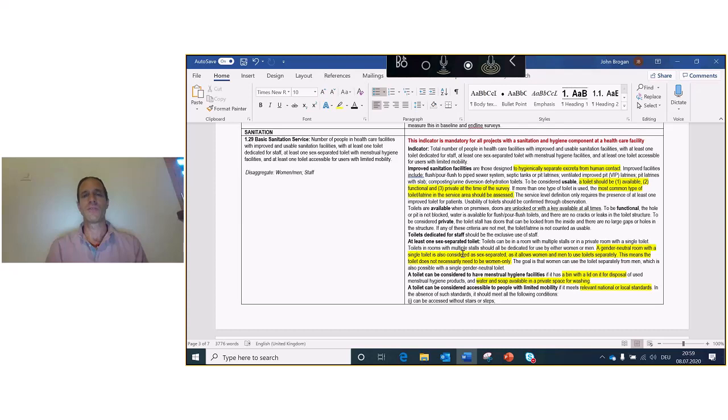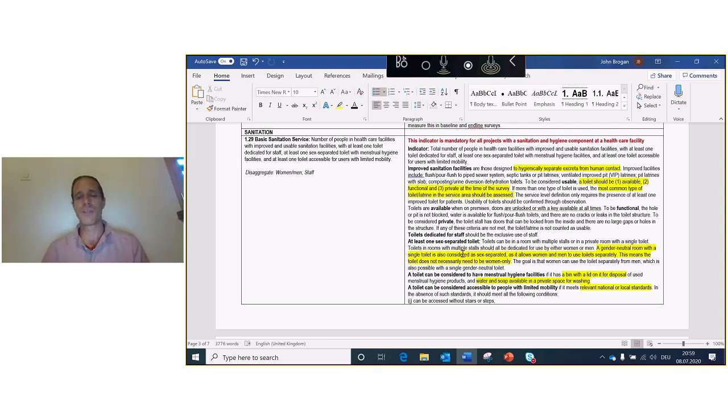We're talking about availability. It means the patient should be able to access the toilet. The door should be unlocked, or if it is locked, there should be a key which is available for those patients. For functionality, the hole or the pit should not be blocked. There should be no cracks or leaks in the toilet structure. For privacy, there should be a locking mechanism inside so that the door can lock from the inside. And there should be no obvious gaps or holes in the superstructure, in the walls.